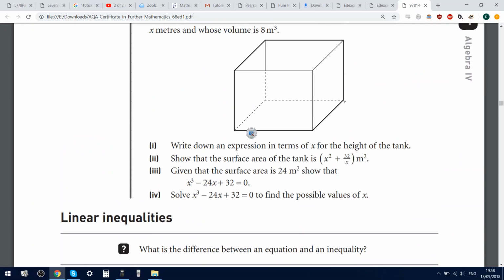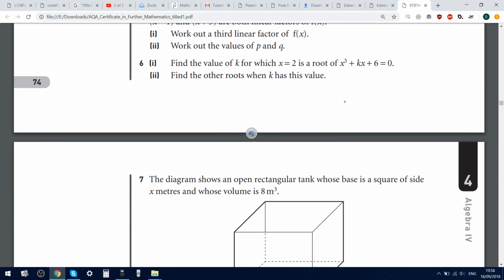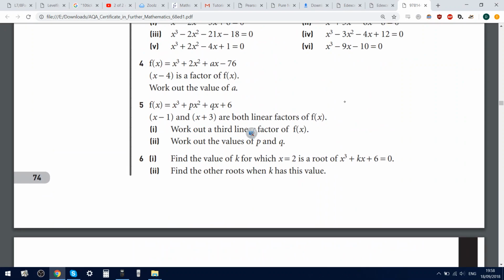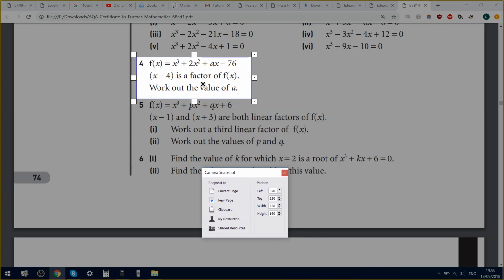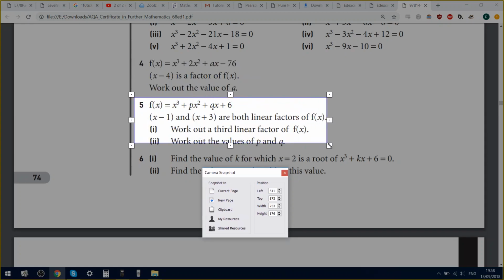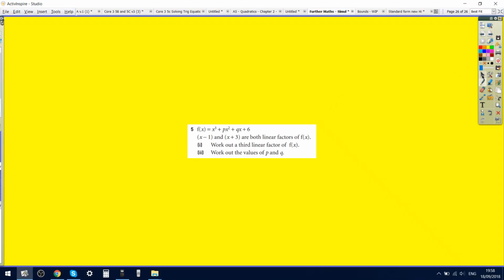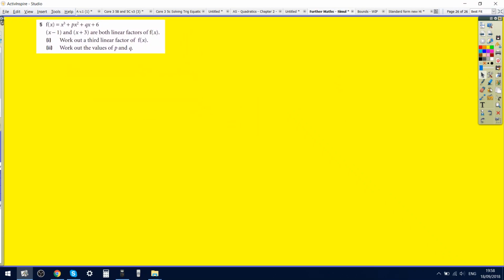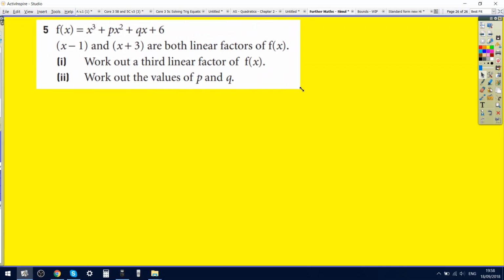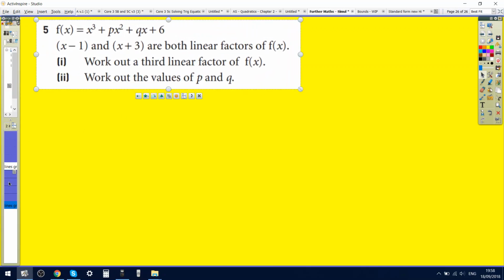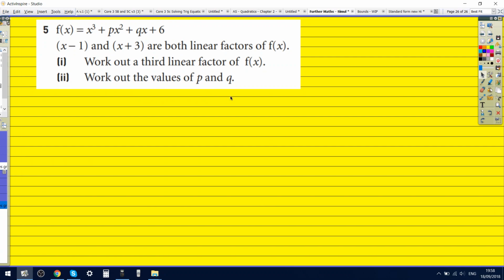There's one type of thing I want to get to, not that one, this one, question 5. Okay. How about this one? Okay, so the f of x. Skip part 1, just part 2. Okay.